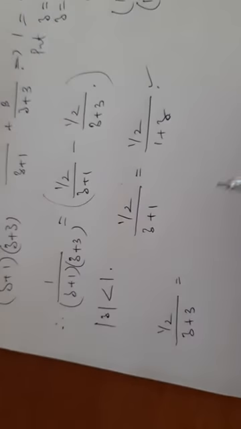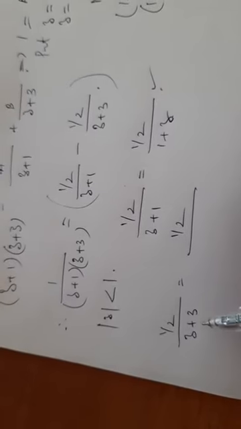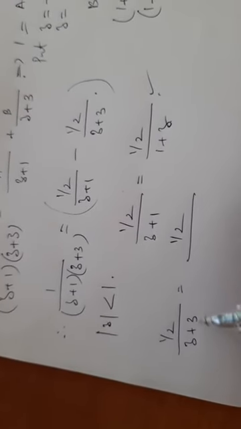Then the second term, 1 by 2 by z plus 3. It is not in the form 1 plus x, 1 plus z or 1 minus z.